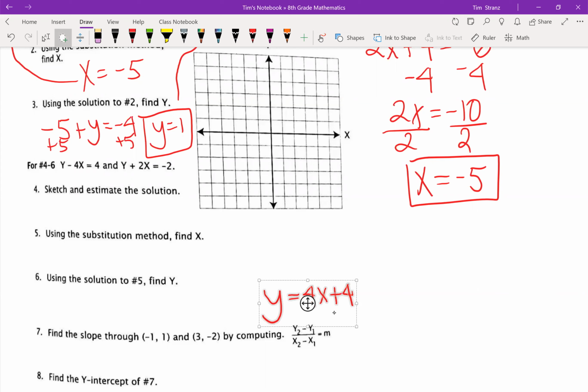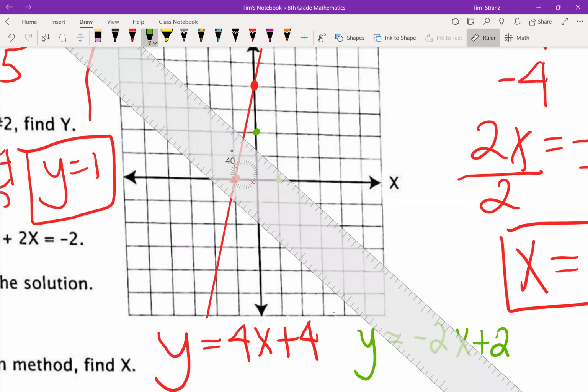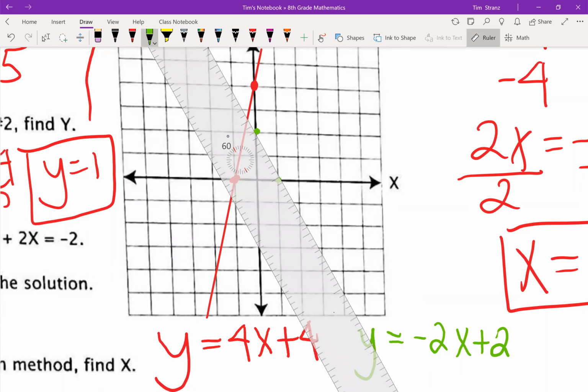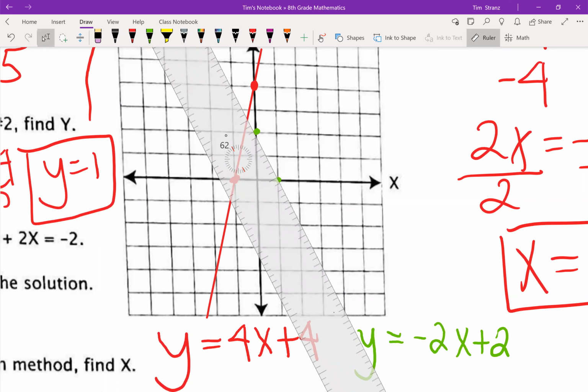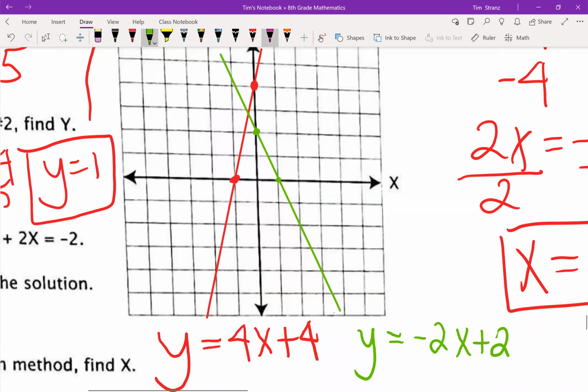Okay, and I'm going to graph the green, which is y equals negative 2x plus 2. So I'm going to start at positive 2. I'm going to go down 2 over 1, 1, 2 over 1. I'm going to go ahead and graph this one. Again, it looks like my red might have been off just a tad. So I'm going to have to regraph that one. Let's regraph the red one real quick.